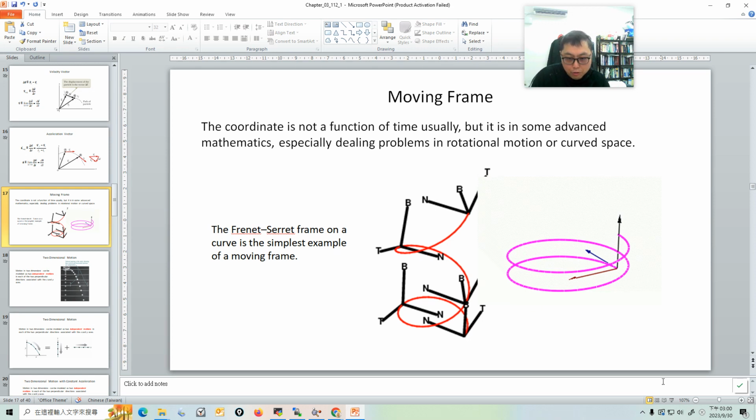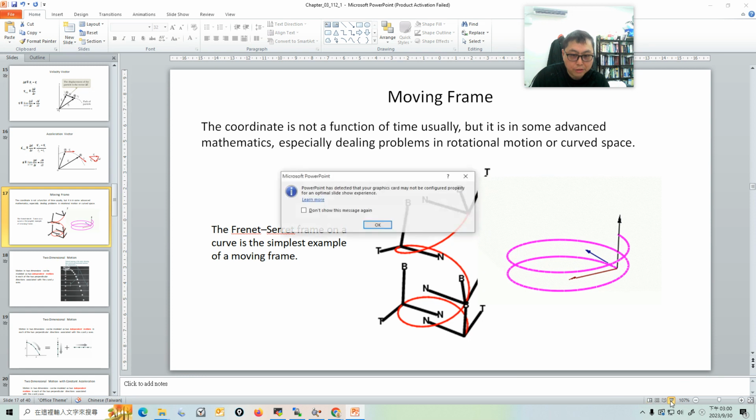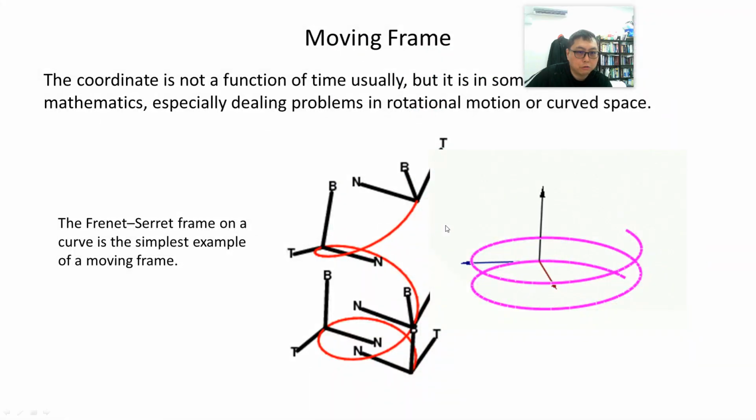So let me show you the animation. You can see your coordinate can also be a function of time. But in our course, we just treat very simple problems, so our coordinate is fixed. But I'll show you. It's a beautiful animation. You see your direction is changing, so your coordinate is a function of time. Let me show you one more time.